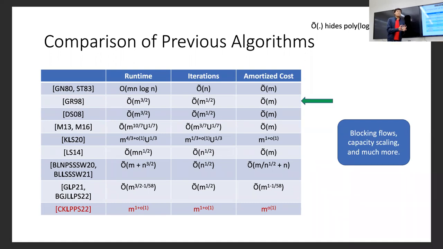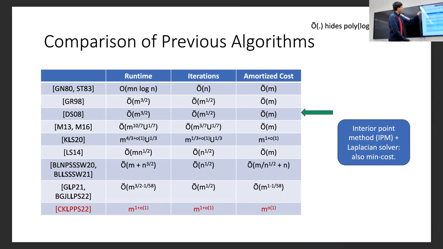Oh, sorry, I should have mentioned that in this talk, we're going to think of the capacities as being polynomially bounded, something like m to the 10. Our dependencies on capacities will generally be logarithmic. So Goldberg and Rao got an m to the 1.5 runtime for max flow using ideas from blocking flows or shortest paths, that type of thing. After that, there was no progress really.